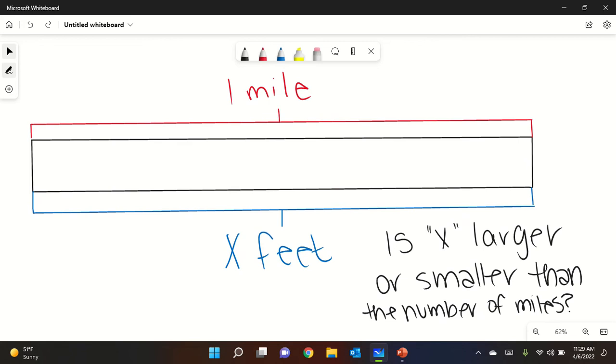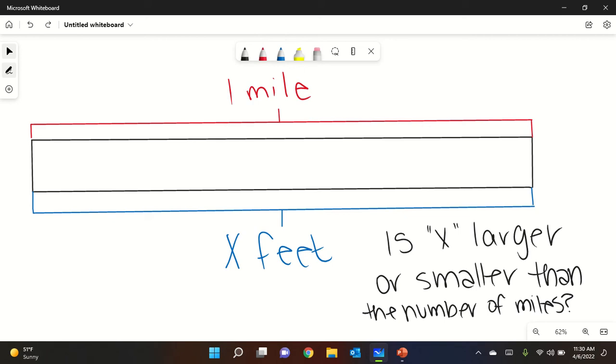Right here, we have a black lined rectangle. And you can see based on the red and the blue lines here that this rectangle is 1 mile long, according to this red notification here. And on the bottom, we see that it is a number of feet, but we don't know how many. That's what the x here is. It's just a variable saying we are not sure what the number of feet is.